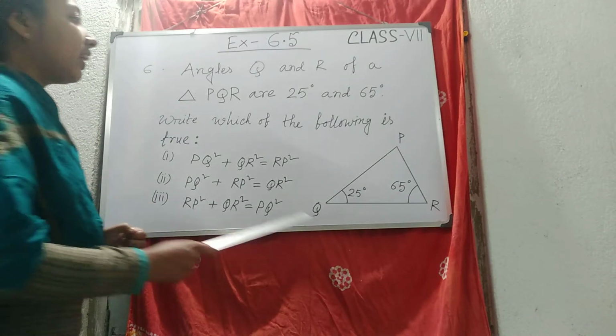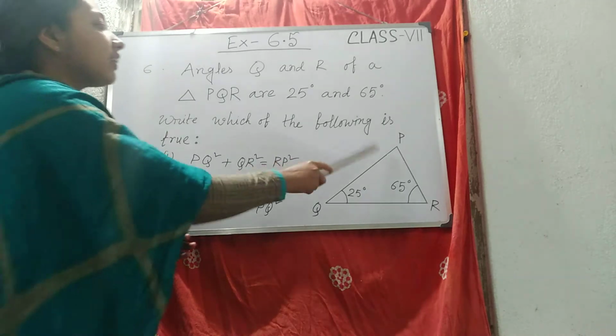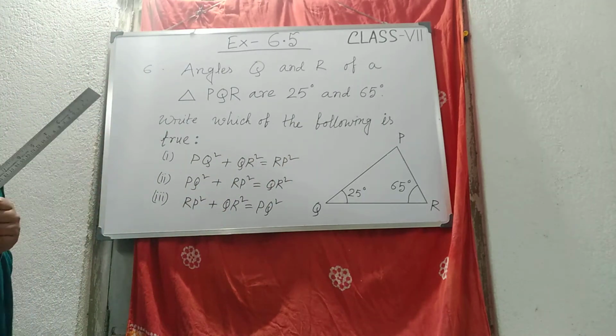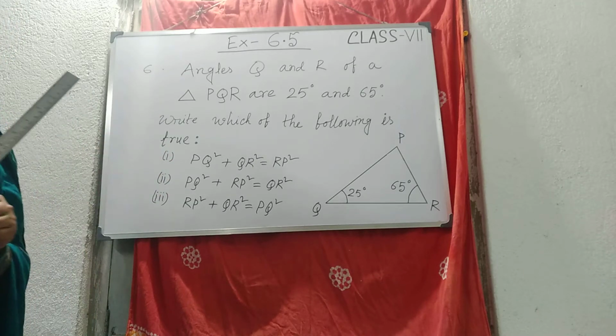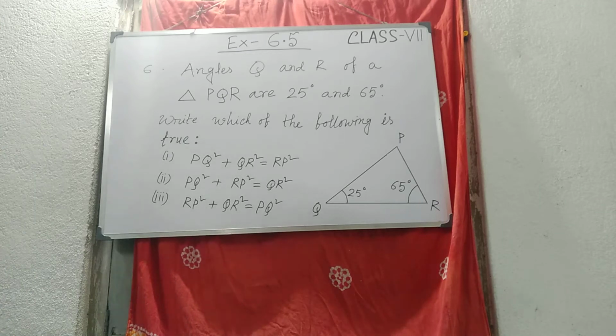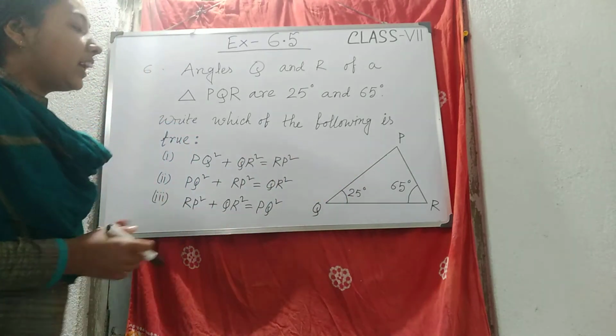So for this triangle PQR, two angles are given. So can we find the third one? For any triangle, if two angles are given, can we find the third one? If yes, then how? Yes, you are right. By the property of the sum of all interior angles of a triangle is 180 degree.